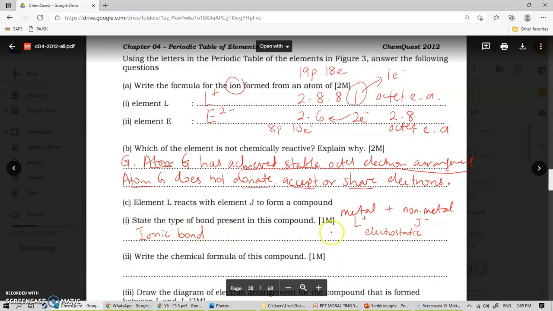So write the chemical formula. We just combine these two, L and J together, right? Because it's one positive and one negative, so we can just combine the 1 and 1.